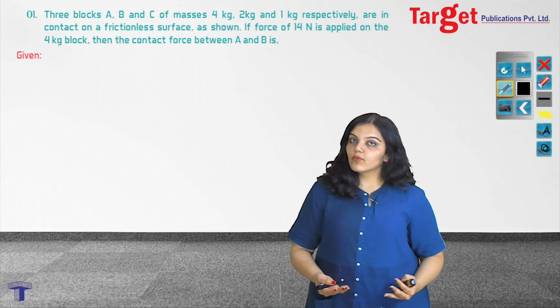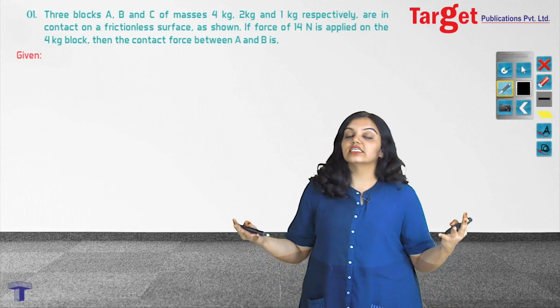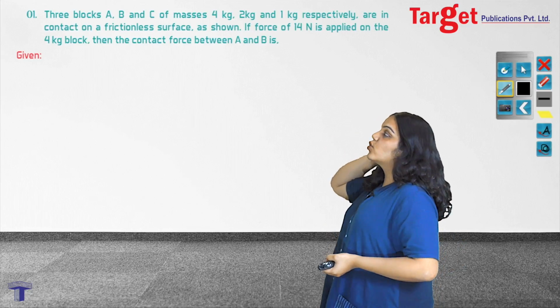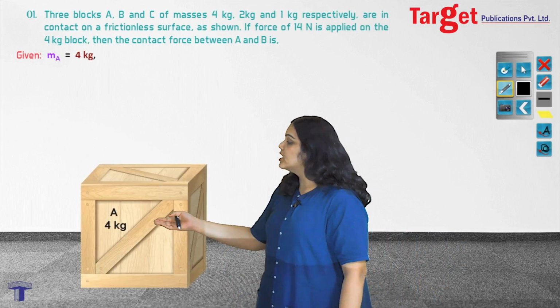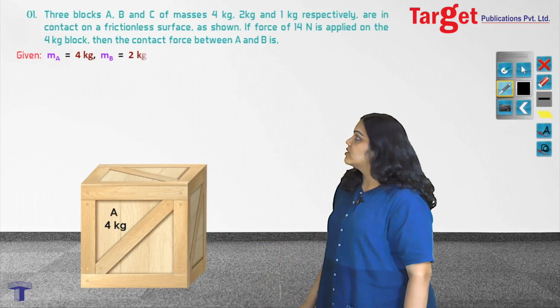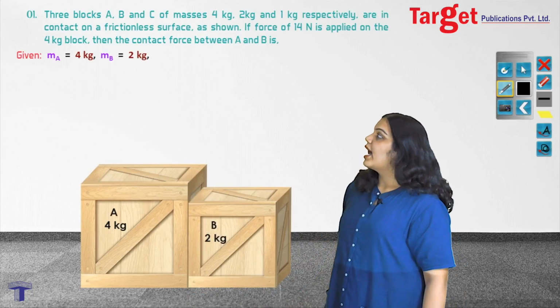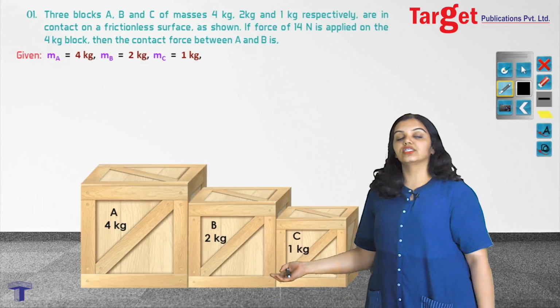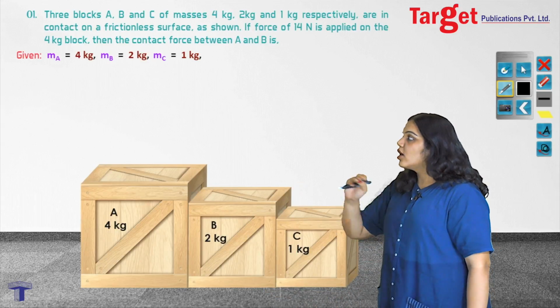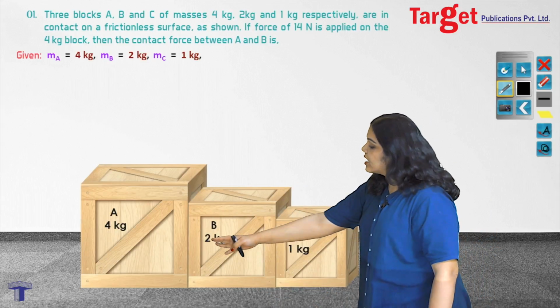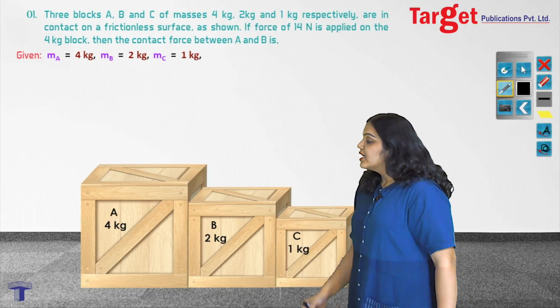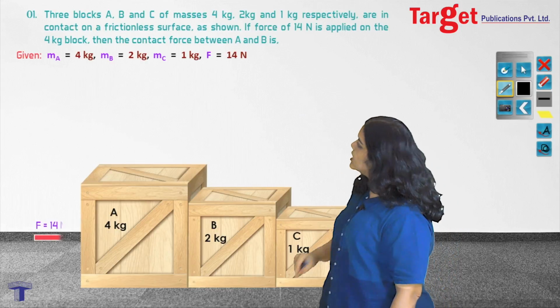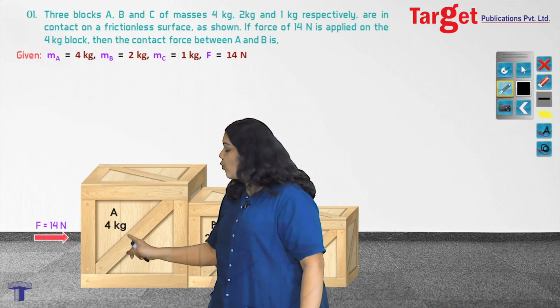Always when we solve a sum, we first must take account of what is given to us. So here we are told that there are 3 blocks A, B and C and their masses are 4 kg, this is block A, we have the 2 kg block which is block B, and we have the 1 kg block which is block C. Now these 3 blocks are on a frictionless surface as shown. Next they are saying that a force of 14 Newton is applied on the 4 kg block.